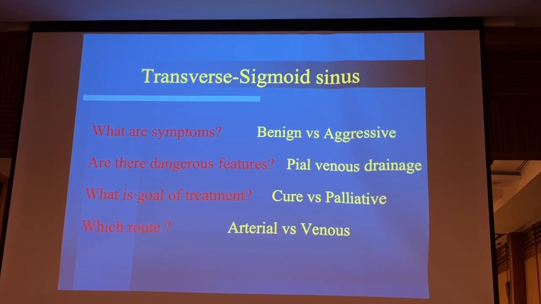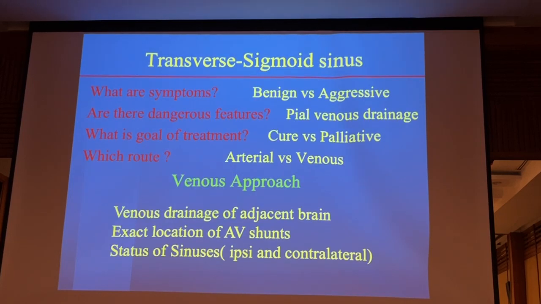The question is, which route do you take? Now with Onyx, mostly arterial, but sometimes you may need some venous approaches to treat such complex lesions. Okay? And when you choose a venous approach, certainly you have to know how the rest of the brain drains. Timo showed you the problem of occluding normal venous outflow. So you have to certainly evaluate how the rest of the brain drains.